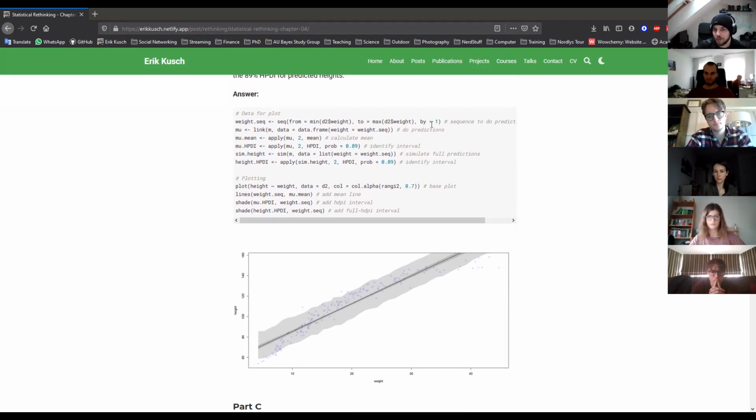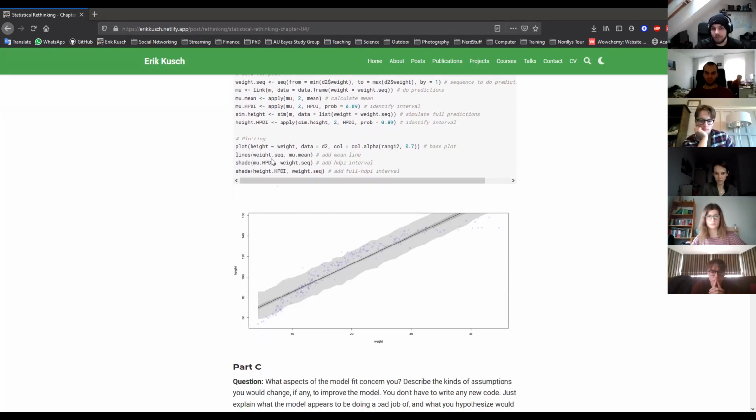I just did this from lowest weight to highest weight in steps of 1. You could make these intervals as tiny as you want. I just went with 1. We then use the link function to do our predictions on this. We identify the mean, again, by applying the mean function to this. We identify the interval by applying the HPDI function to this. When simulating the full predictions, we need to use the sim function, again, on the exact same data as before. So the intervals that are already established. And to then get the interval for this, we again just apply the HPDI function with probability set to 0.89.